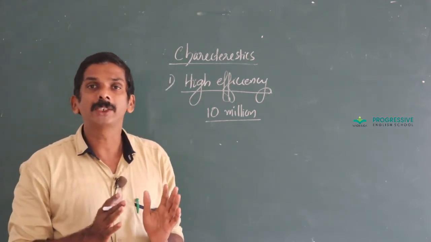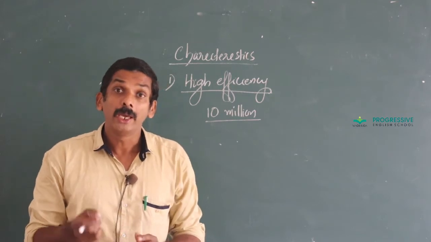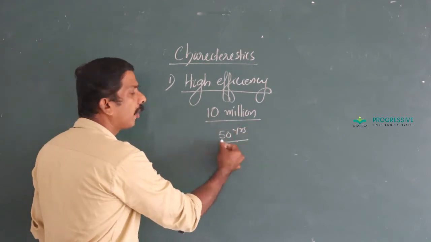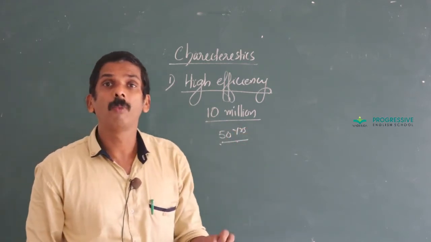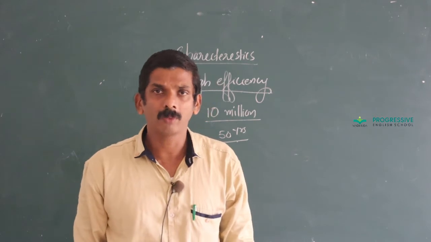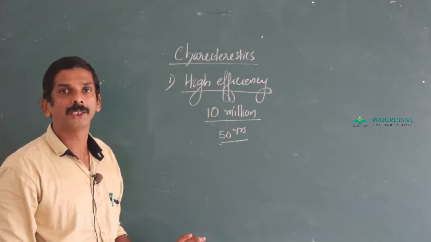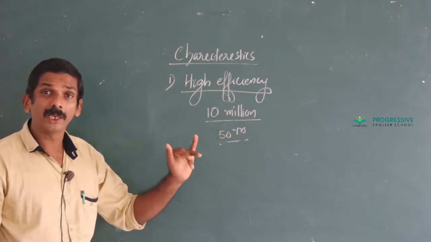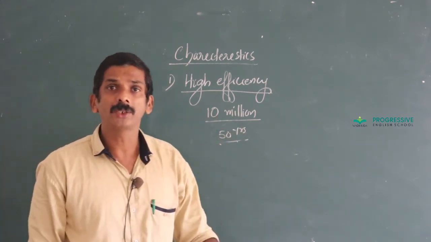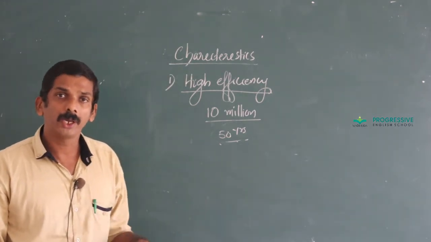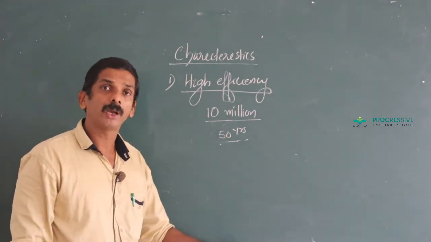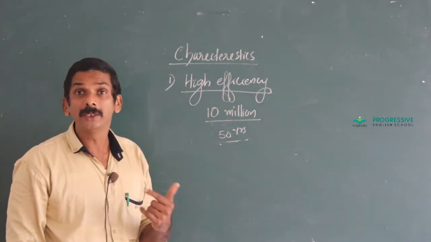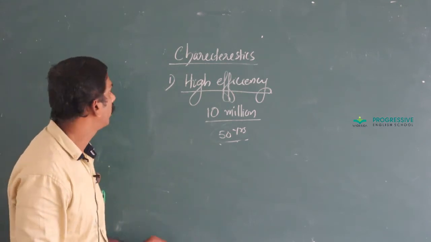Suppose no enzyme is produced in our body, it will take nearly 50 years for the digestion of carbohydrate. We mainly consume carbohydrate food, and once we take that food, the digestion will be completed only after 50 years if no enzyme is synthesized in our body.